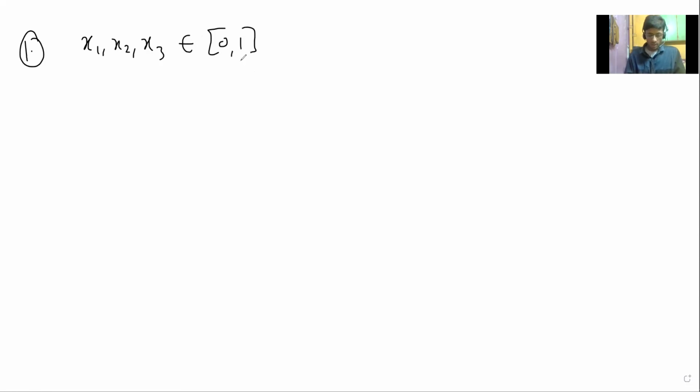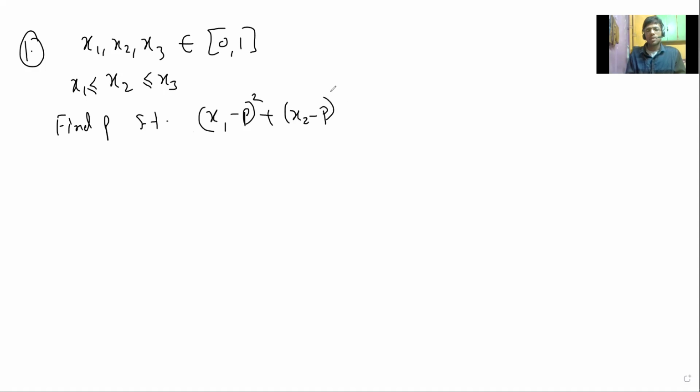Sorry, there are 3 points in the interval 0, 1. And they're in this increasing order. Simple. Sorry, 1 minute. And we basically want to find p such that (x1 minus p) square plus (x2 minus p) square plus (x3 minus p) square is minimized.